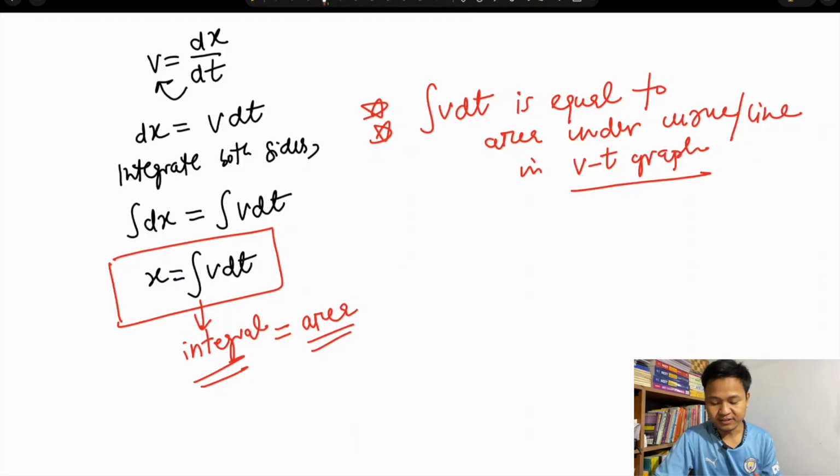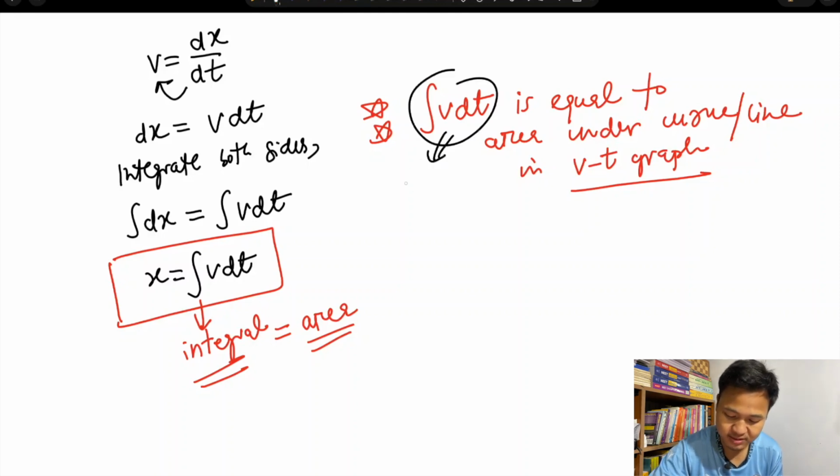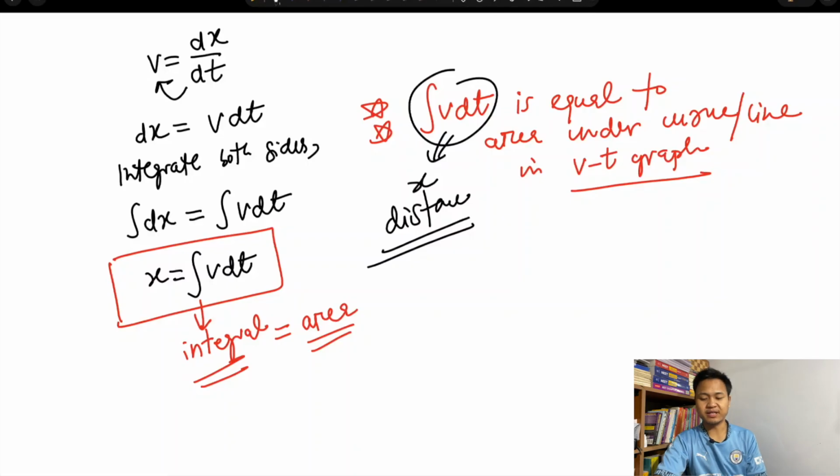Now integral v dt in a vt graph, if you find the area under the line, that will give you the integral v dt. And integral v dt is nothing but x, right? So what is x? Distance. That means distance is given by the area under the line or the curve in a vt graph. So that is the first result.